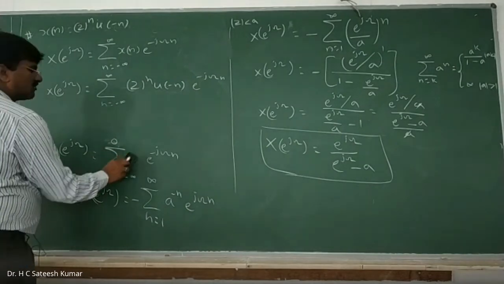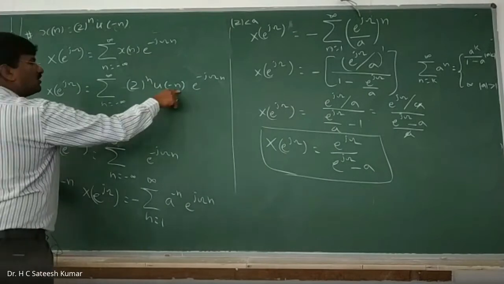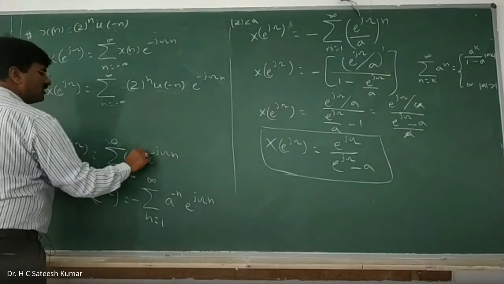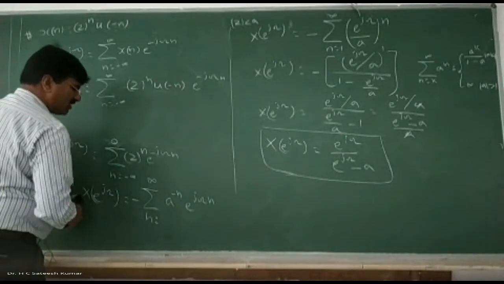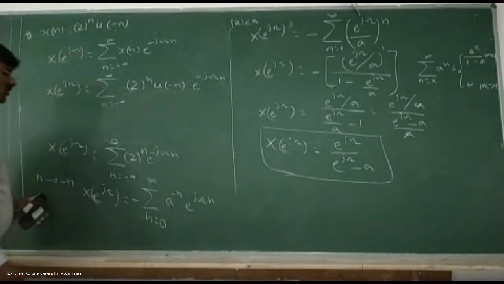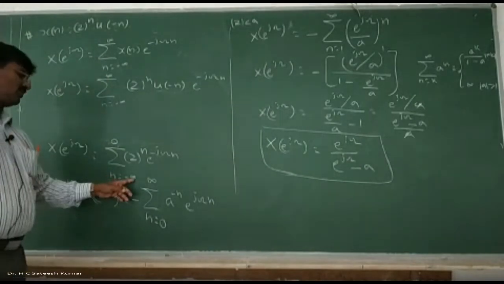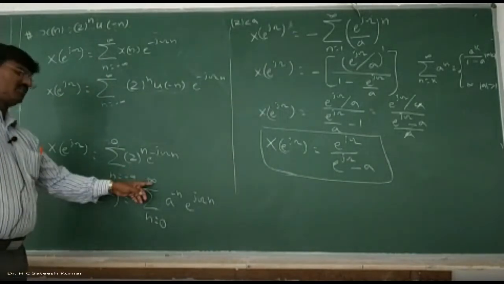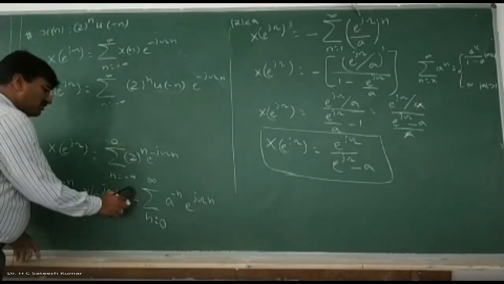And this is nothing but what? For minus infinity to 0, this value is 1. Therefore, 2 to the power of n into e to the power of minus j omega n. Once again, we don't have a formula for this one. Therefore, if you replace n by minus n: minus n equal to minus infinity gives n equal to infinity, and minus n equal to 0 gives n equal to 0. This minus is not there.